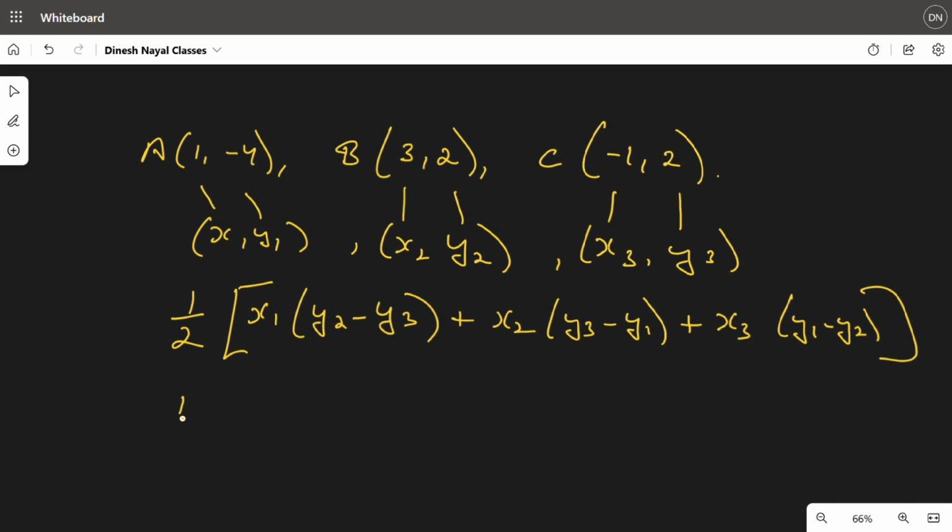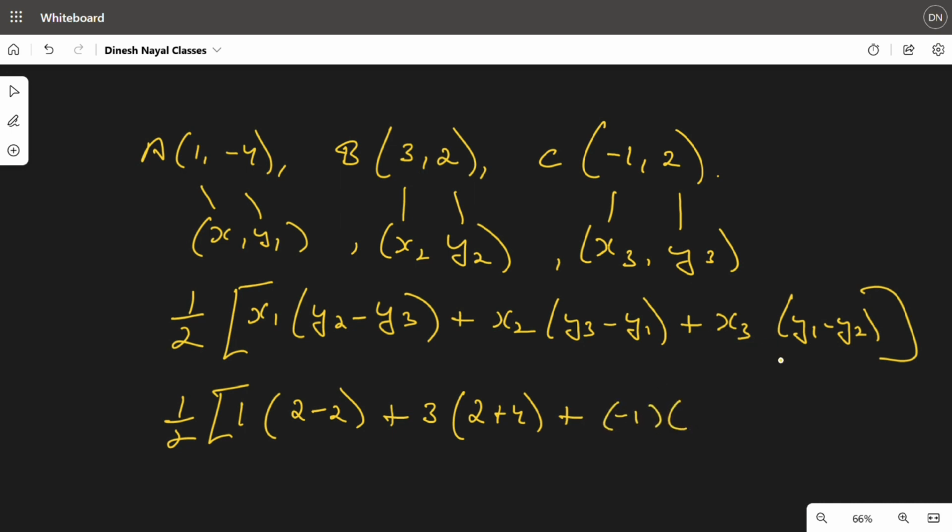Now the area of triangle, we just substitute the values of x1, y1. So what is x1 over here? x1 over here is 1. y2 minus y3. y2 is 2, so 2 minus 2, plus, what is x2? x2 over here is 3. y3 minus y1. 2 minus of minus 4. So 2 minus of minus 4 will become 2 plus 4, plus x3. What is x3? Minus 1 over here is minus 1.